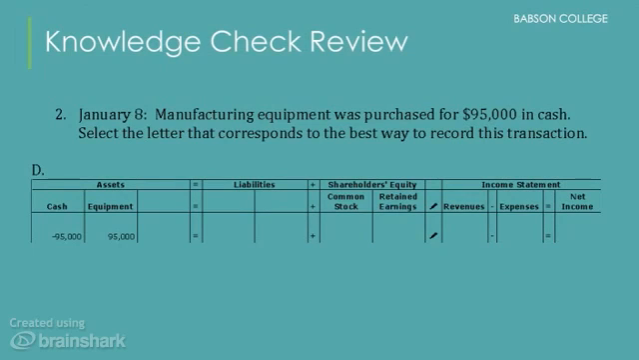In question two, manufacturing equipment is purchased for $95,000 in cash, so cash goes down, and another asset, equipment, goes up. This is what we call a capital transaction, or we're capitalizing the cost of the equipment. When you capitalize something, you record it as an asset, so the correct answer here is D.